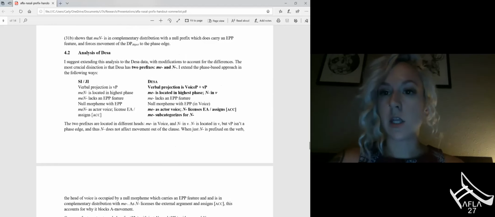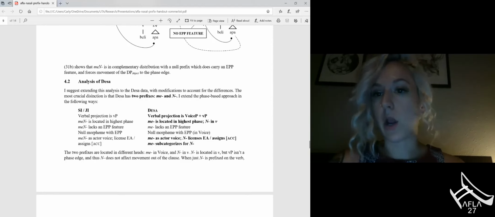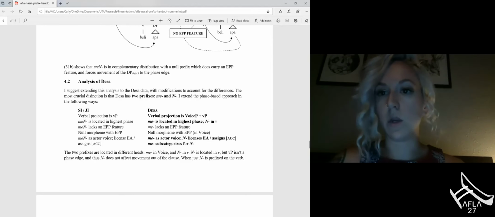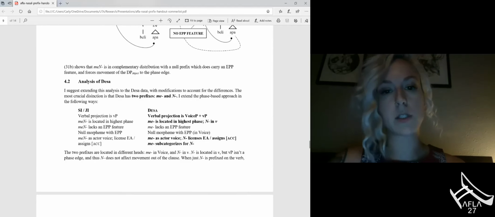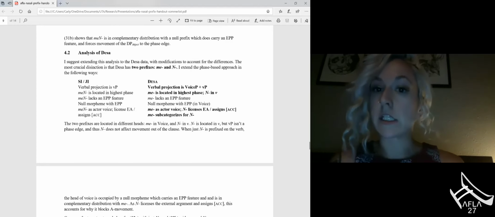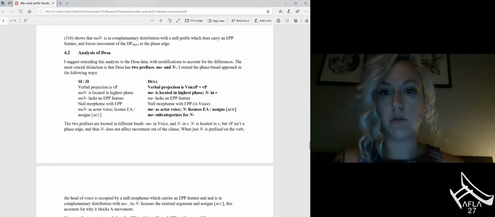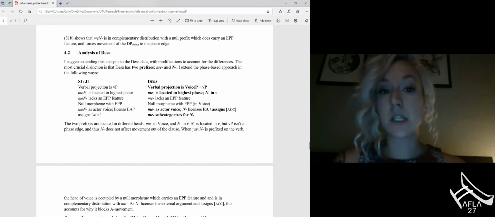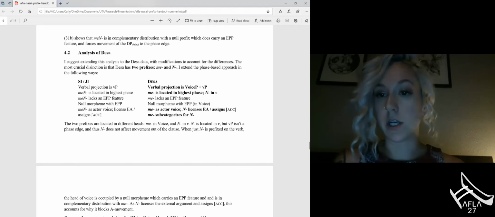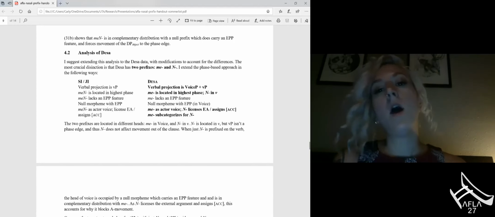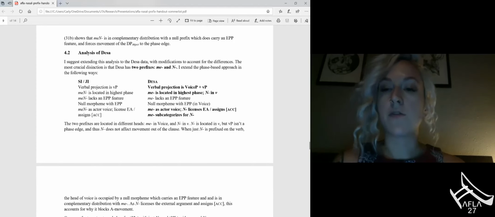So I'm suggesting that we extend this analysis to Desa, but there have to be certain modifications, obviously, to take into account the different pattern and the fact that I am arguing that there are two separate prefixes. So I already mentioned that I'm analyzing this as having an extended projection and having a voiceP and a little vP. Ma is located in the highest phase, the voiceP, and na in v. Ma still lacks an EPP feature, like we see in Standard and Jakartan Indonesian, and is in complementary distribution with a null morpheme. But I am claiming that these have two separate functions.